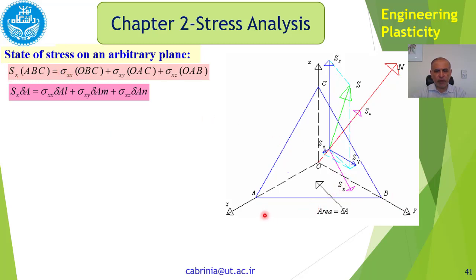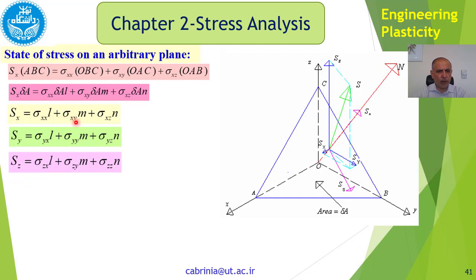From the previous page, we have this Sx times ABC, which is the area on which Sx is applied, sigma XX times OBC, and sigma XY times OAC, and sigma XZ times OAB, okay? From the previous page, we obtained that area OBC is equal to area ABC times the cosine ratio L, and ABC is delta A. And similarly for these other two, we found out that they are delta A M and delta A N. If we write down these instead of these, we get this formula relationship, and delta A's cancel out. Therefore, we get Sx equals sigma XX L, sigma XY M, sigma XZ N, and similarly for Sy and Sz, we get similar relationships.